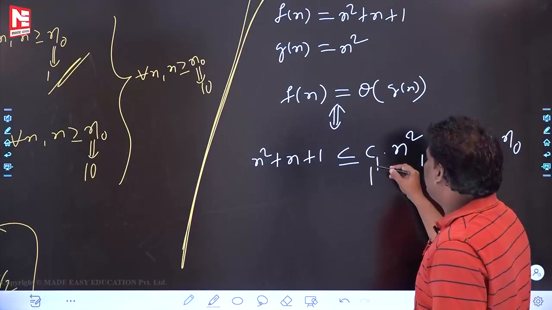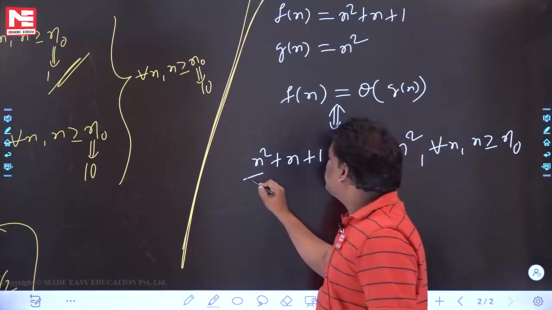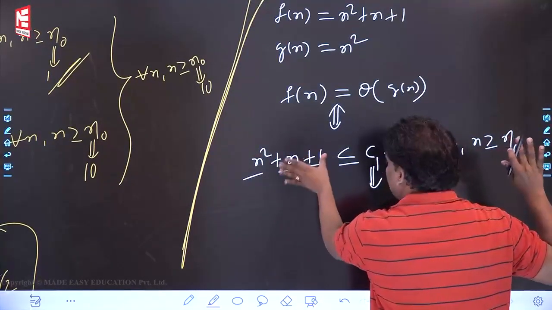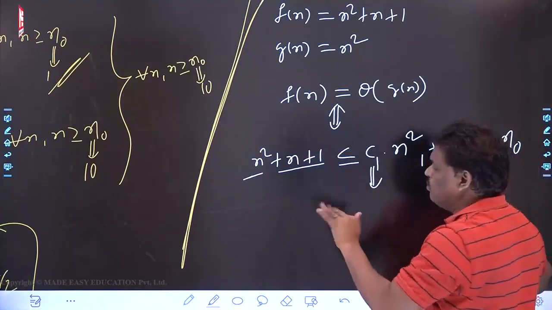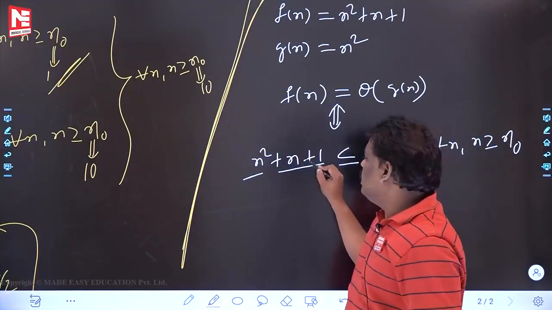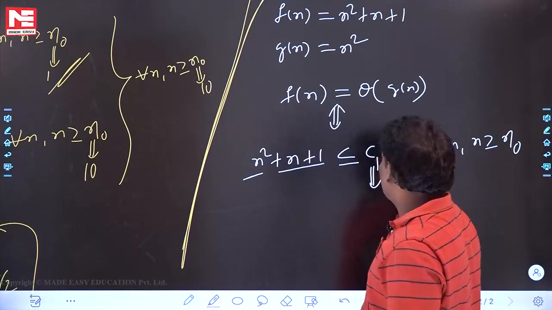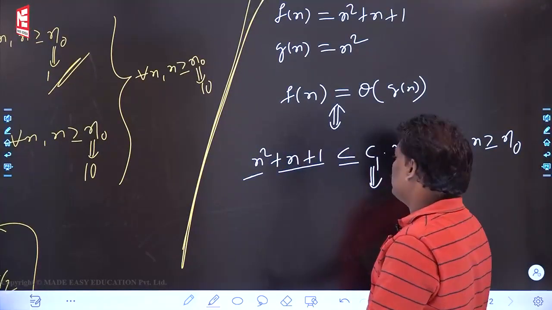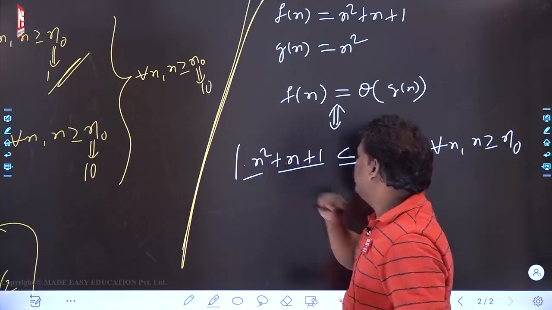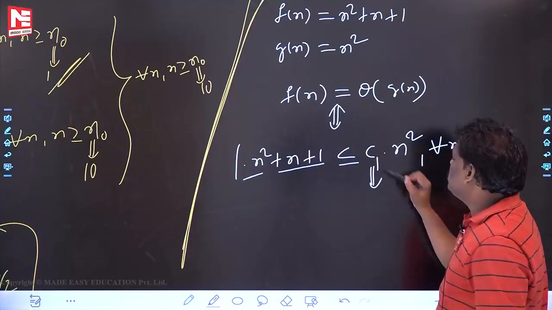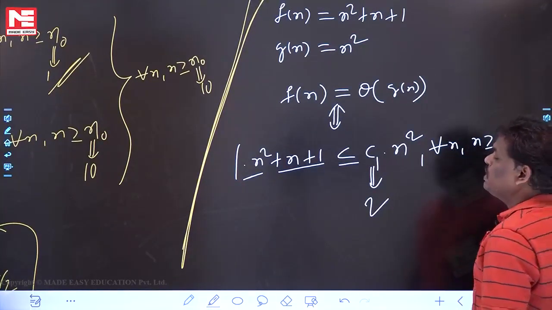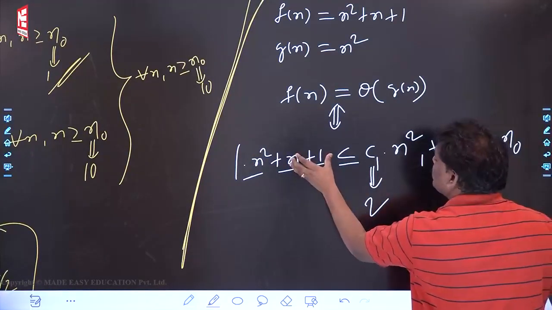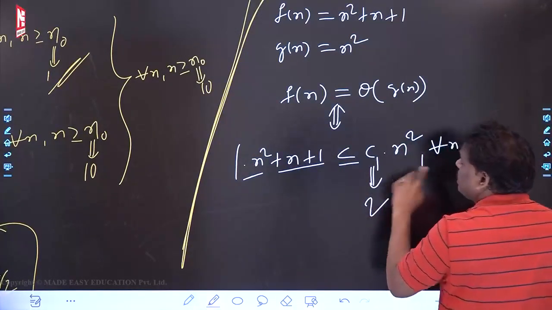Can you say which C1 value I will take? Very simple. See this one: here it is n square plus something, there it is only n square. But one thing is, the bigger function is n square. Here 1 n square, here C1 into n square. I think you can make C1 2. It is going to be 1 n square on one side and double n square on the other. Even though something extra is there, this 2 will compensate.